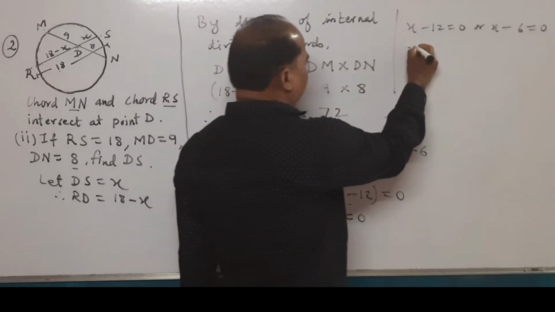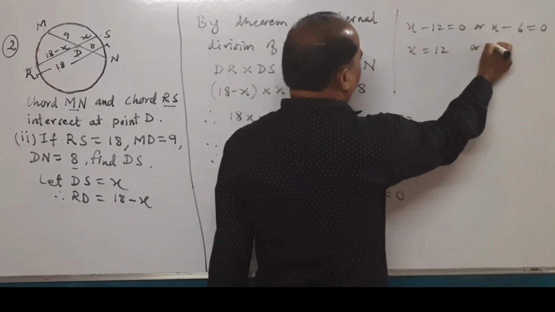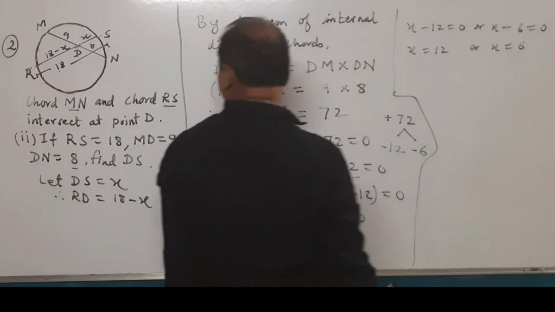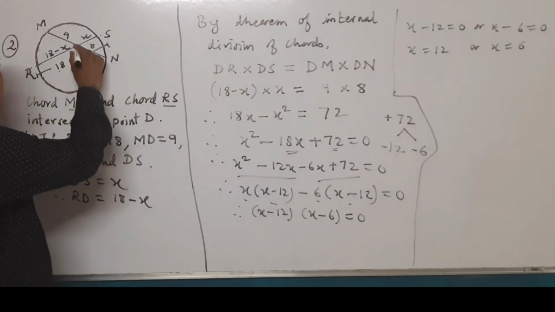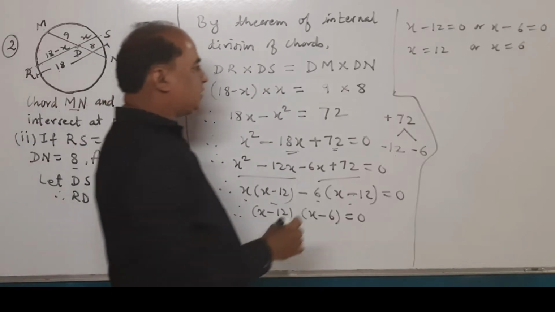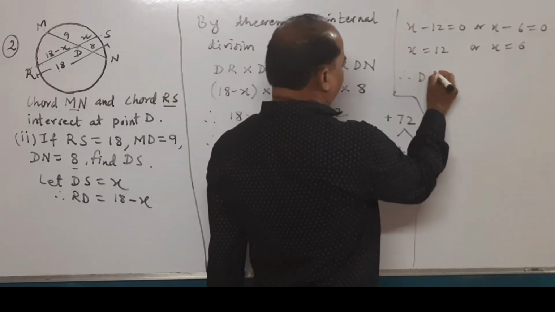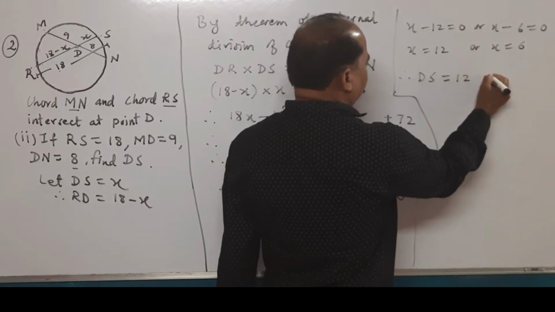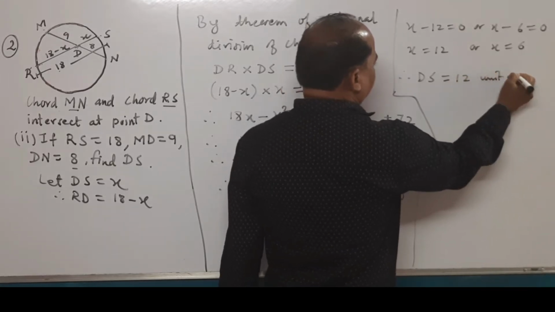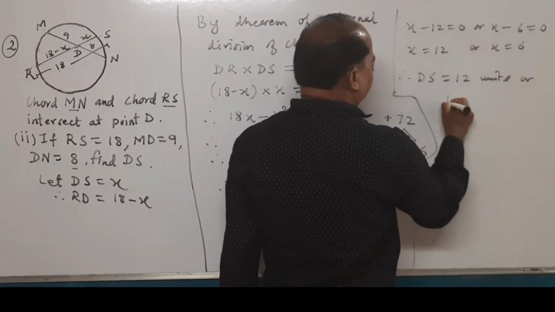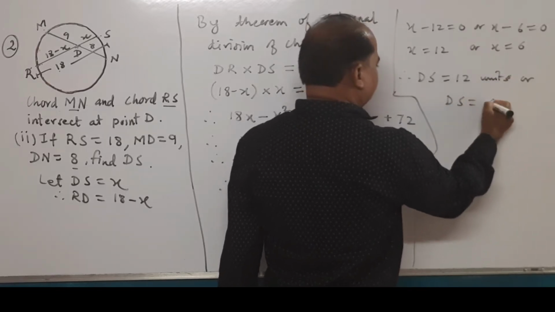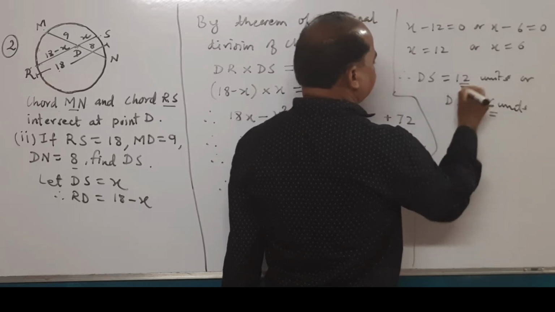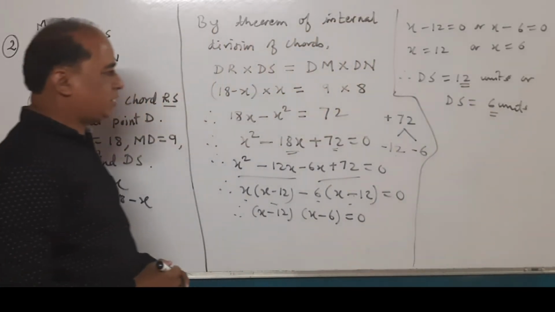So x is equal to 12 or x is equal to 6. Therefore, here what is asked? DS. The value of DS will have two values. DS is equal to 12 units or DS is equal to 6 units. DS is equal to 12 or 6 units.